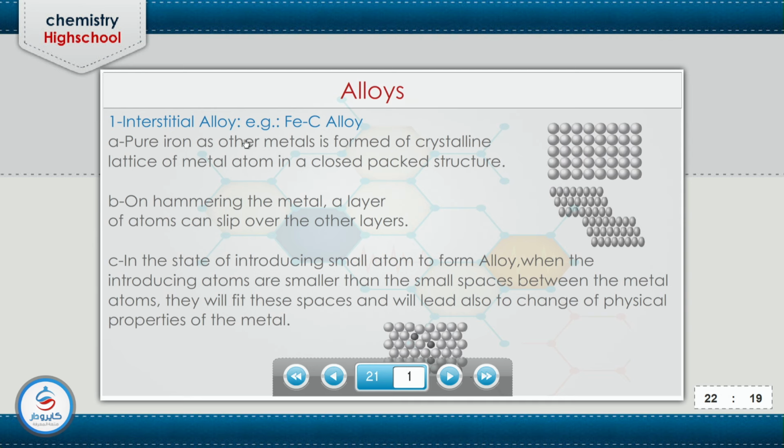The interstitial alloy, for example, iron carbon alloy. Pure iron, as other metals, is formed from a crystalline lattice like this, a crystalline lattice of metal atoms in a close-packed structure.